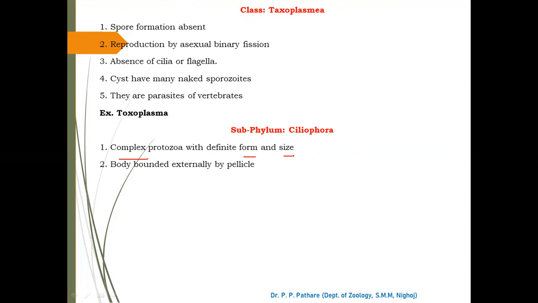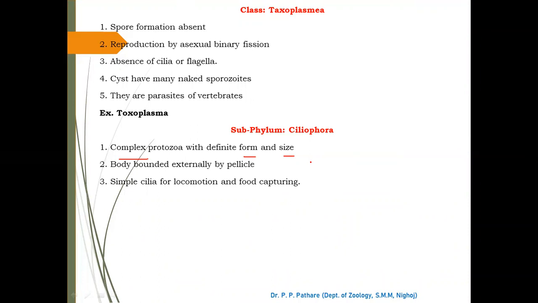Pellicle is the outermost covering of the Ciliophoran protist animal. It is generally observed in all Ciliophora protists. Next important characteristic: simple cilia are present in Ciliophoran animals for the purpose of food capturing and locomotion.